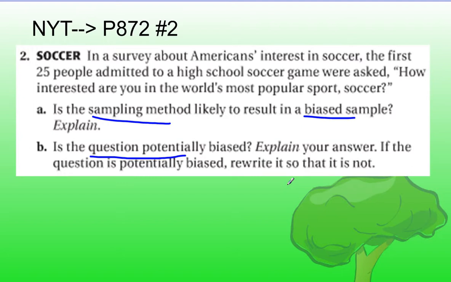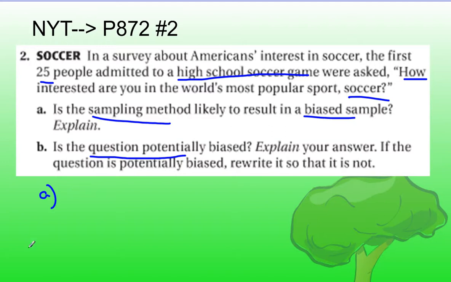Okay, so first off, is the sampling method biased? You're asking the first 25 people admitted into a high school soccer game how they feel about soccer. Well, if those people are going to a soccer game, they probably like soccer. If they don't like soccer, they wouldn't be going. So as far as part A is concerned, yes, this seems like a biased sample, because you're asking people going to see a soccer game if they like soccer. That'd be like asking people going to a Metallica concert if they like Metallica. Well, if they're going to the concert, they paid money to go there, they probably like it.